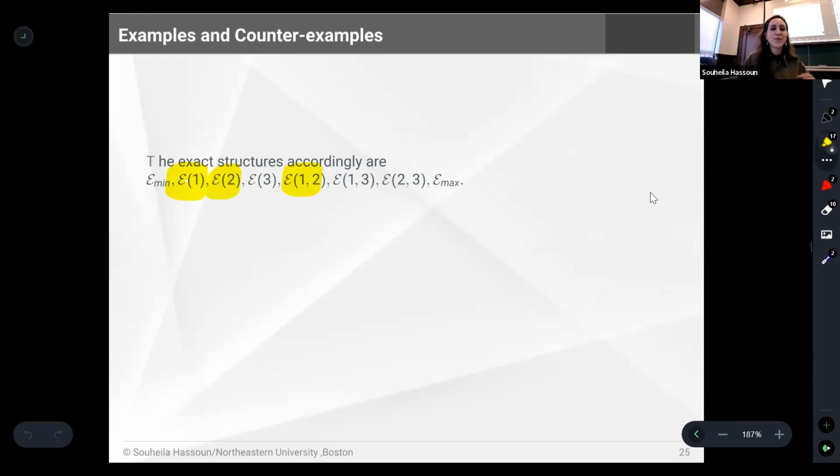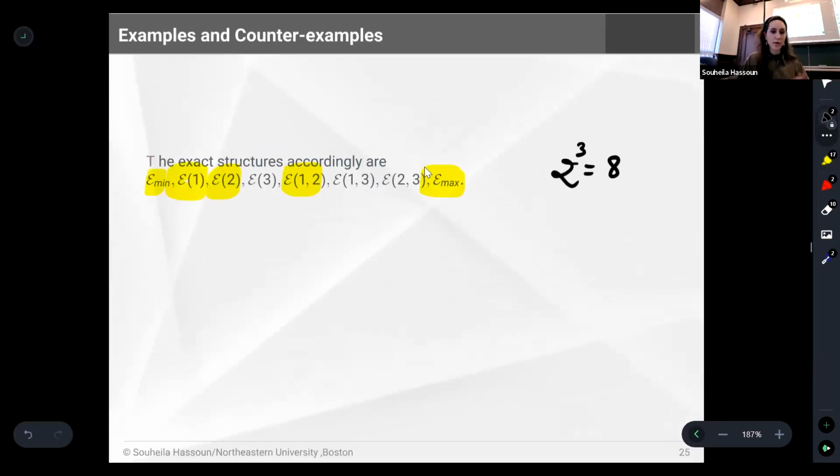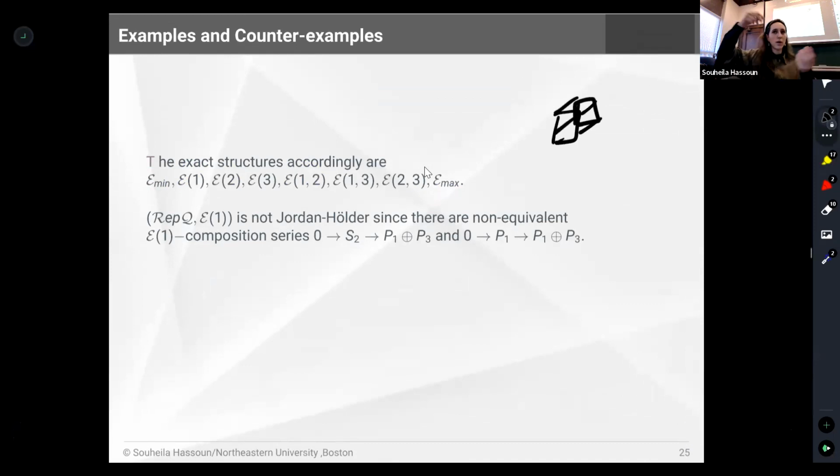So if we choose, for example, 1, 2, 3, then we get the maximal one. And the minimal one is always the split one, section retraction. So here we get 2 power 3, which is 8 exact structures, because we have 3 here. Now they also form a lattice, like a Boolean one, if we order them. So we have the minimal one at the bottom and the maximal at the top, and it's complete and bounded. But that's not the subject.